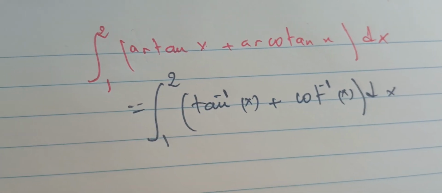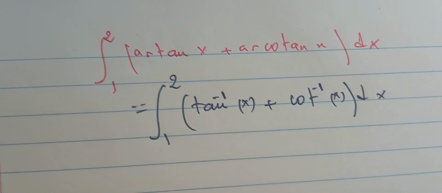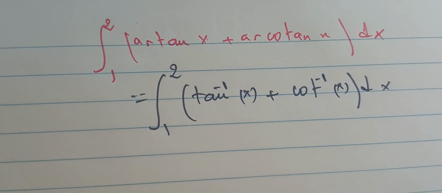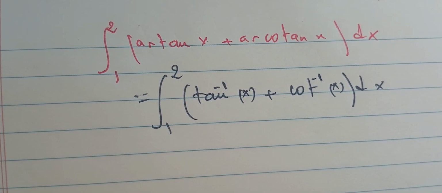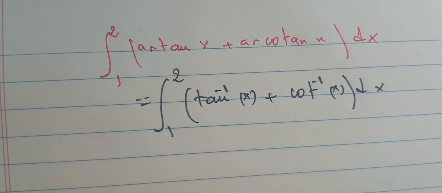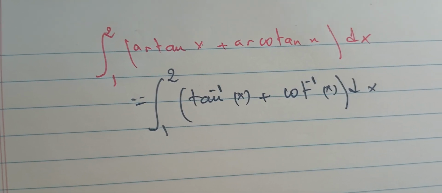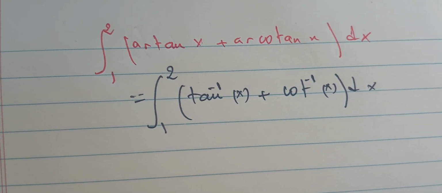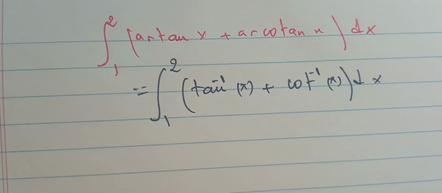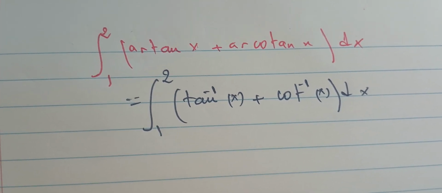Welcome back. In this video, we're going to solve this problem that's coming from the Berkeley math competition. I think it's the tiebreaker. Here we want to find the integral between 1 and 2 of arctangent of x plus arccotangent of x. So we have the inverse functions of tangent and cotangent, and we want to do the integral between 1 and 2. Here, this is a time limited question.